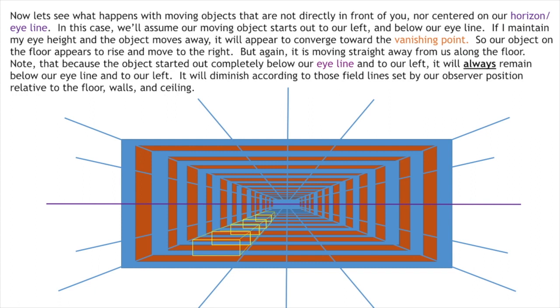It will diminish in size according to those field lines set by our observer position relative to the floor, wall, and ceiling. So again, the orthogonal lines will be dictated by our observer position. In this case, we're still in the center of a corridor, so the ascending and descending rates are essentially the same, but we now have an object that is below our eye line and situated off to our left. As it moves away from us, it will always remain down below our eye line and to our left.